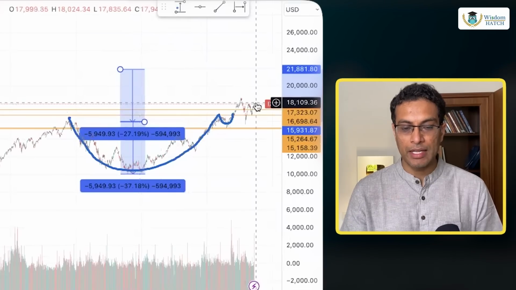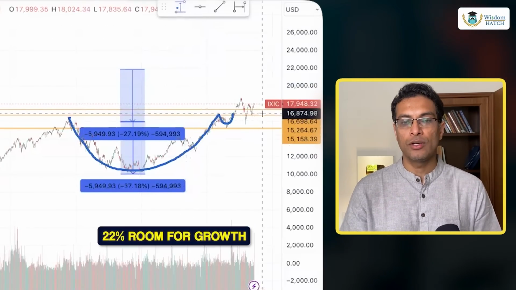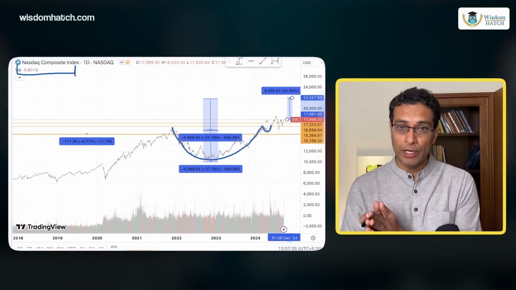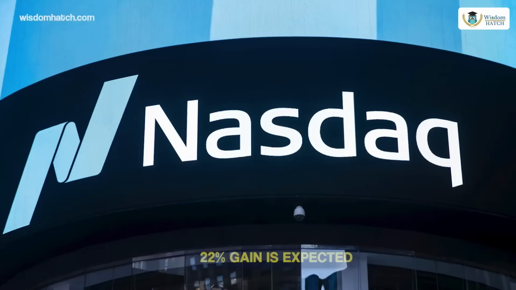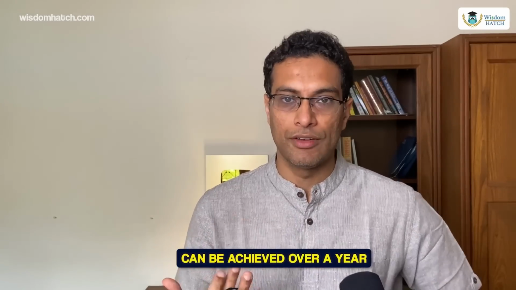अभी ये चल रहा है करीब 18,000. So I do believe that there is still a 22% room for growth on Nasdaq. This likely should be achieved by next year, hopefully. Now, I am saying that there can be a 22% gain on Nasdaq still. It might happen that this might take a couple of years, but there is a chance that over the next 1 year itself, this gain can be achieved, right?